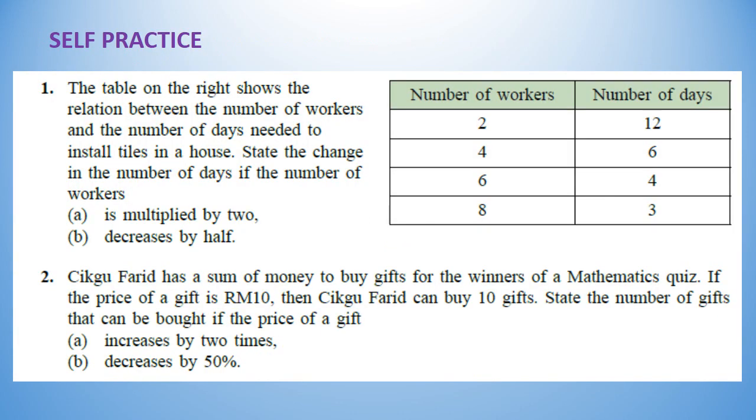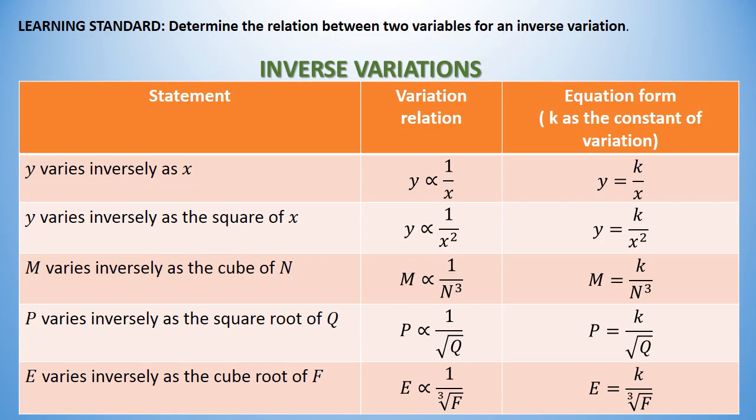For this slide, it is self-practice. You can try to do these 2 questions according to the relation between y and x for the inverse variation. The second learning standard is to determine the relation between 2 variables for an inverse variation. So we look at this table. The first column is the statement, then the variation relation, and then the equation form. k is the constant of variation.